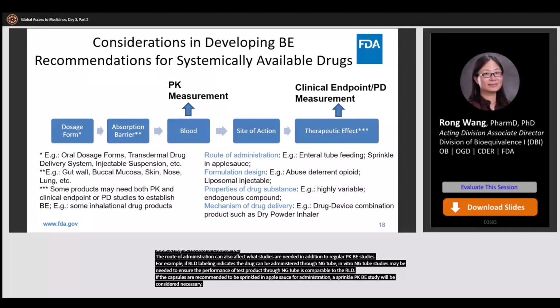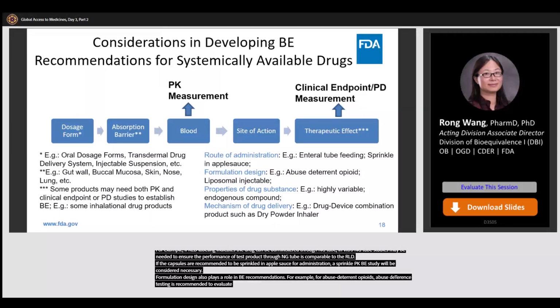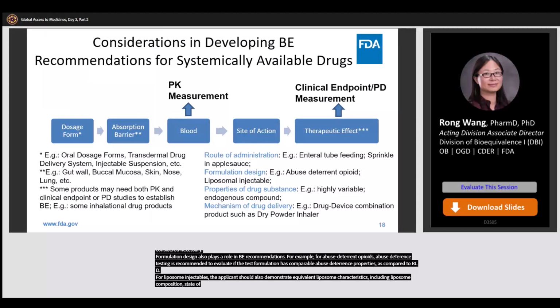Formulation design also plays a role in BE recommendations. For example, for abuse deterrent opioids, abuse deterrence testing is recommended to evaluate if the test formulation has comparable abuse deterrence properties as compared to RLD. For liposome injectables, in addition to an in vivo PK study, the applicant should also demonstrate equivalent liposome characteristics, including liposome composition, state of encapsulated drug, liposome size distribution, etc., between test and RLD products.